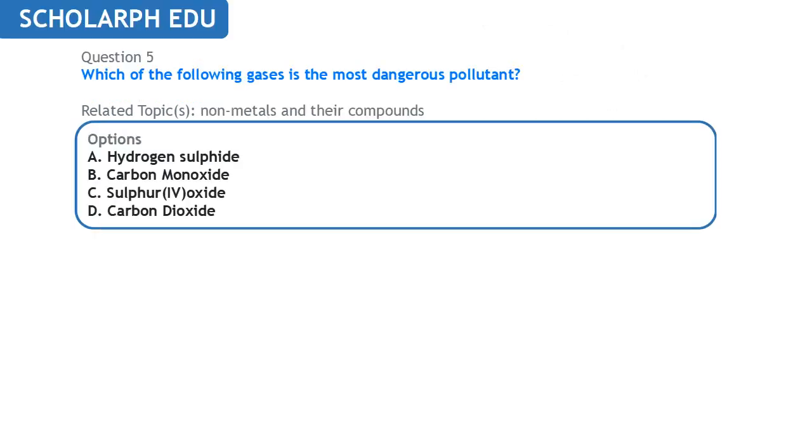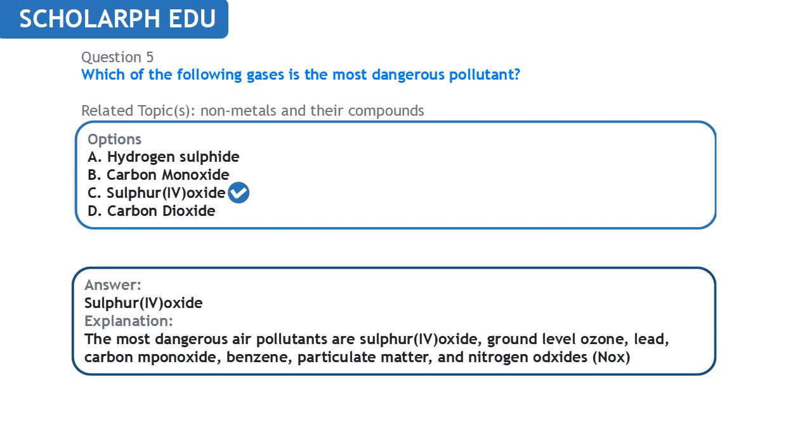Next question: which of the following gases is the most dangerous pollutant? The sulfur oxide. The sulfur oxide is the most dangerous air pollutant.